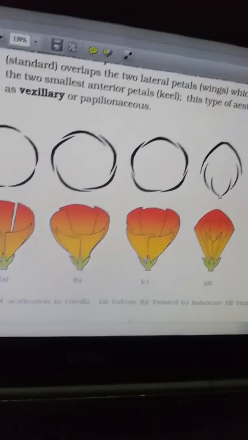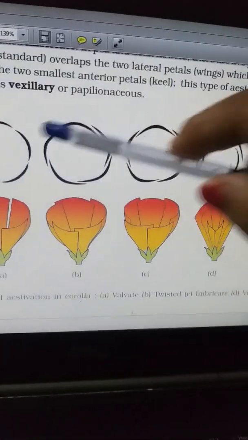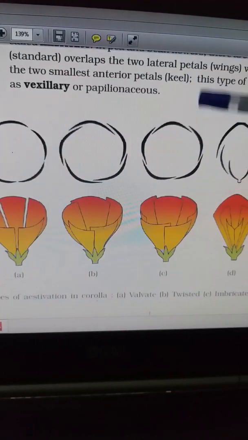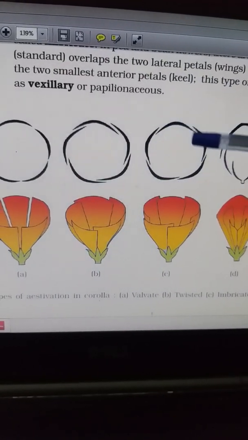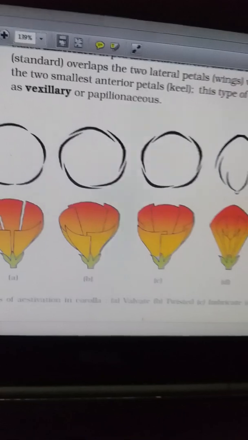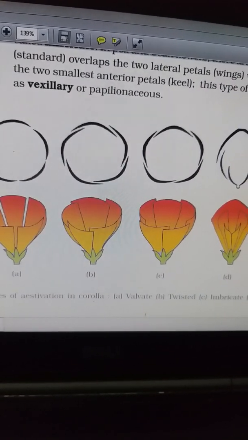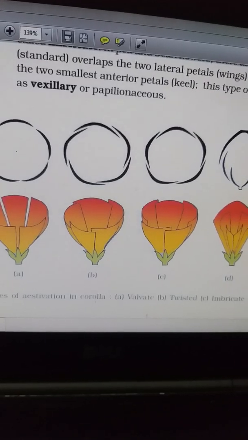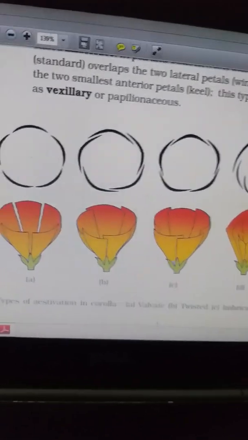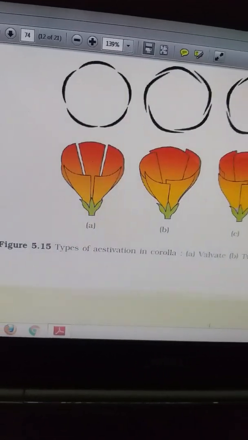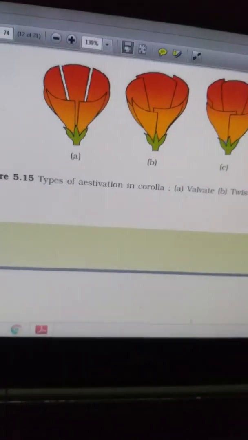Okay, now this is known as estivation. This one is valvate. See, if one overlaps the other, you call it twisted. Here it is more twisted, so this is known as imbricate, and here this is vexillary. This is the standard petal, this is the keel, and these two are the anterior petals, the wing petals. So this is basically known as vexillary. You find it in pea flower or any leguminous flowers.